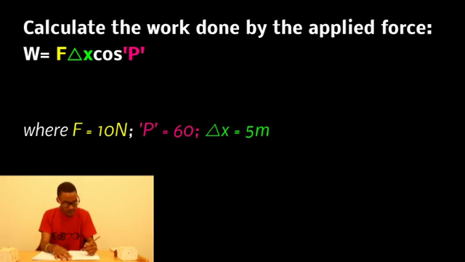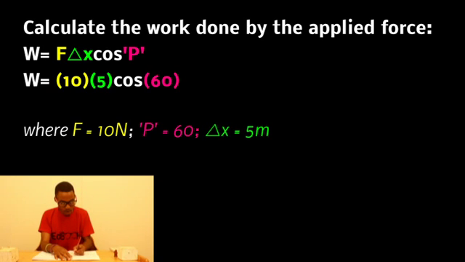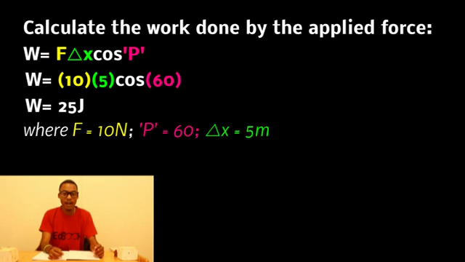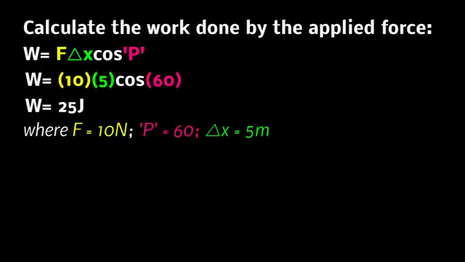All we do is simply to plug into our equation. So we have our 10 newtons being substituted in the force variable. The displacement goes in there, as well as our angle goes there. Eventually, we have 10 times 5 cos of 60 degrees. We end up with 25 joules as the work done by the force I was applying.